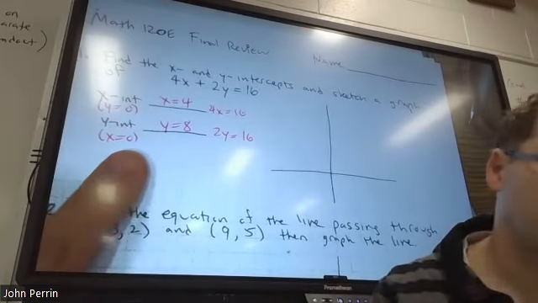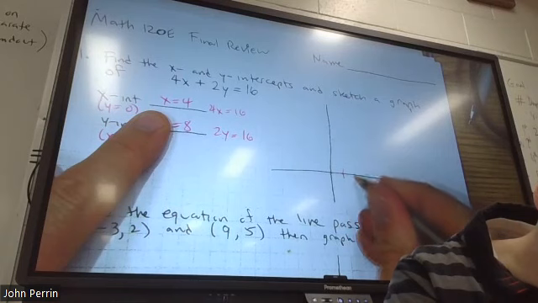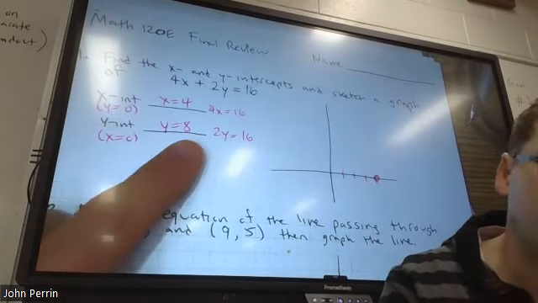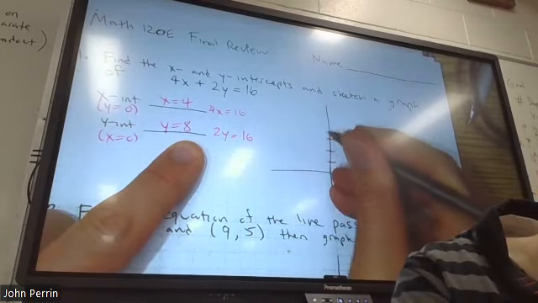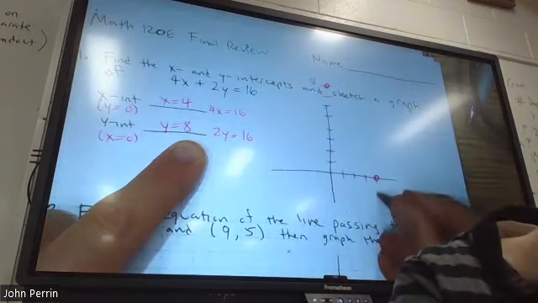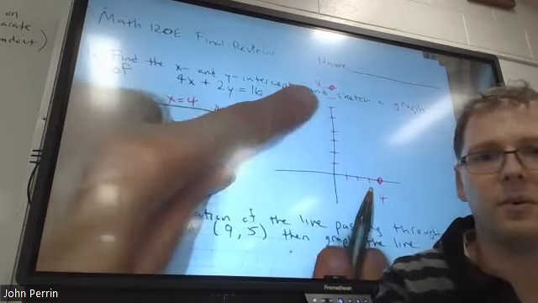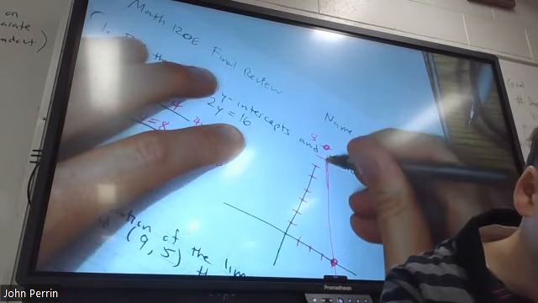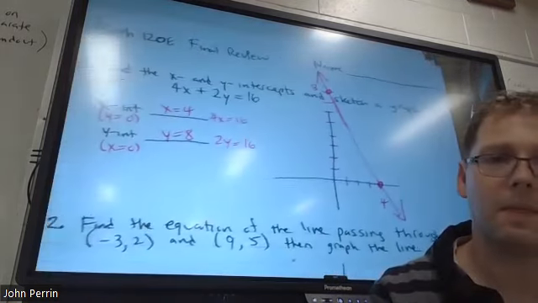We're going to plot them now. And x of 4 is over 1, 2, 3, 4. So it's crossing right there. A y of 8 is up 1, 2, 3, 4, 5, 6, 7, 8. Let's say it's right about there. The line is passing through these 2 points. So I'm going to connect them and make that type of a line.